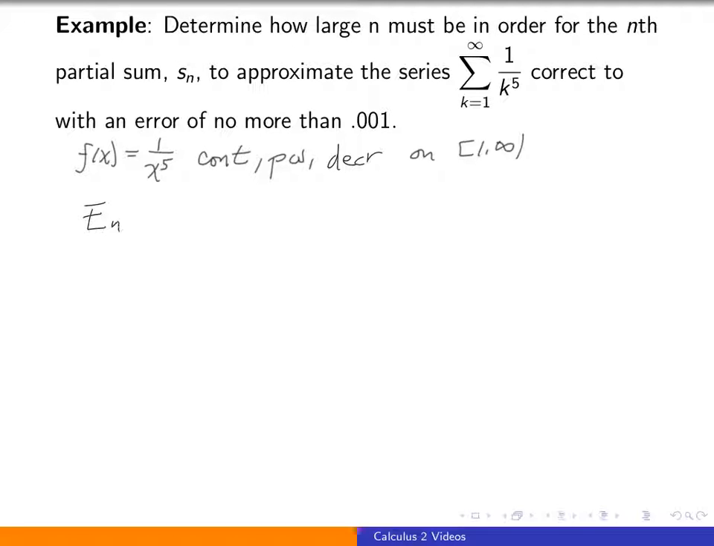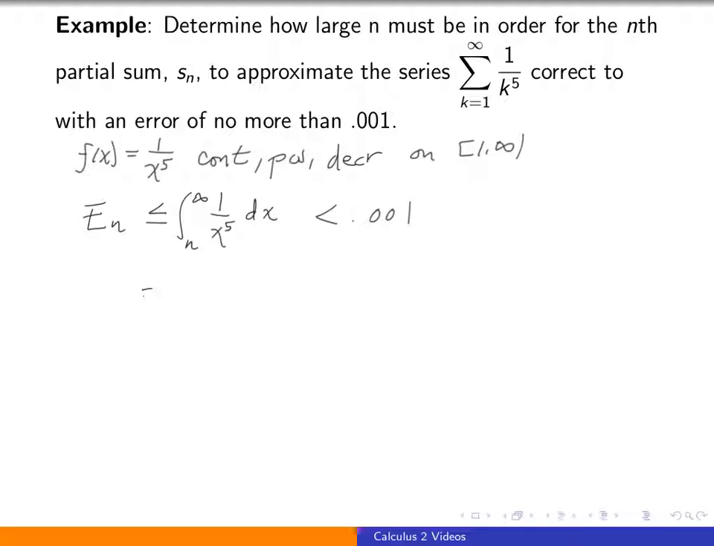So what we know is that this error, e sub n, is going to be bounded above by the integral from n to infinity of 1 over x to the 5th. And what we would like to do is determine how large does n need to be in order for that error to be smaller than 0.001. So that is, we want this to eventually be smaller than 0.001. But before we get to the point of dealing with that, we need to evaluate this integral, and then we'll see what we have left.